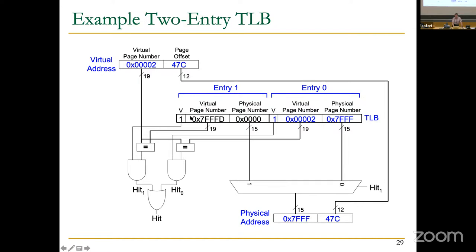Essentially, the translation looks like this. In each entry, you have the virtual page number and the corresponding physical page number. And in the other entry, you have the virtual page number and physical page number. So this is caching two page table entries for two different pages, and you know which pages they are.